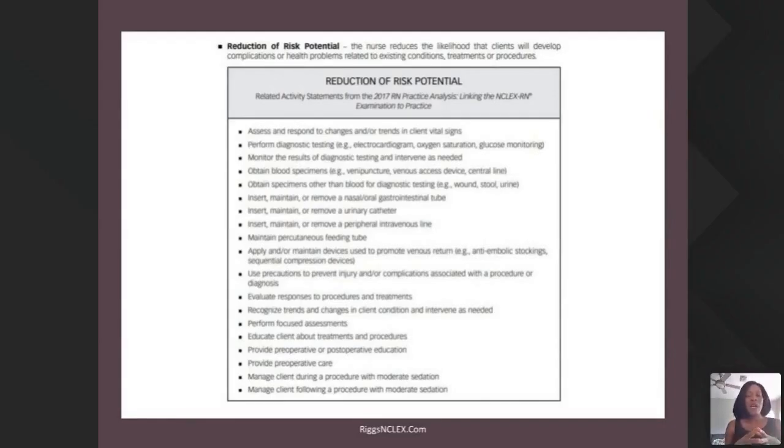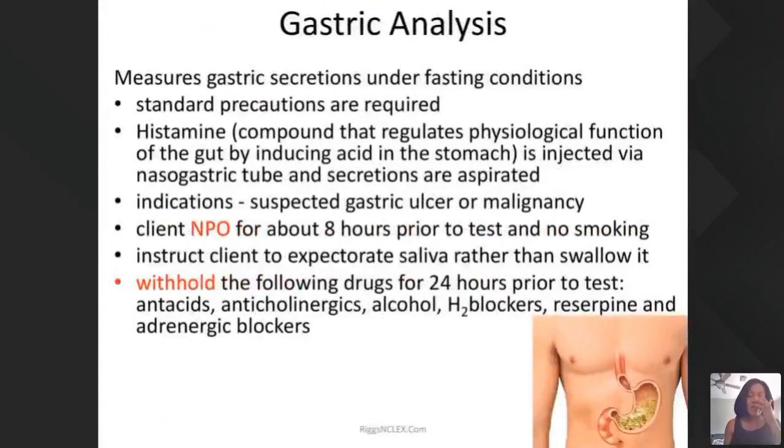Another major area is the different masks. I just had a student who passed the test and said, Professor Riggs, I had so many masks. It was mask after mask after mask. So please, when we get to that section, pay attention, because there are a lot more masks on the NCLEX from what I'm hearing. I never heard that before. All right, so let's start.